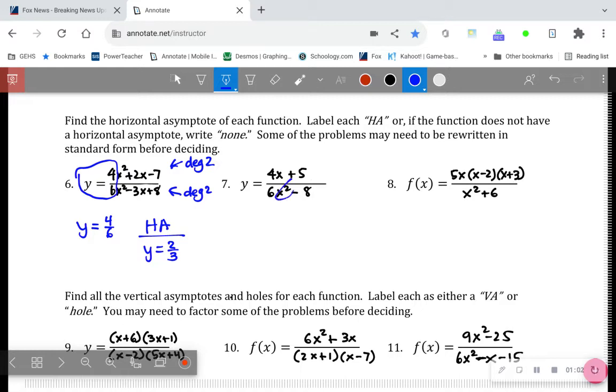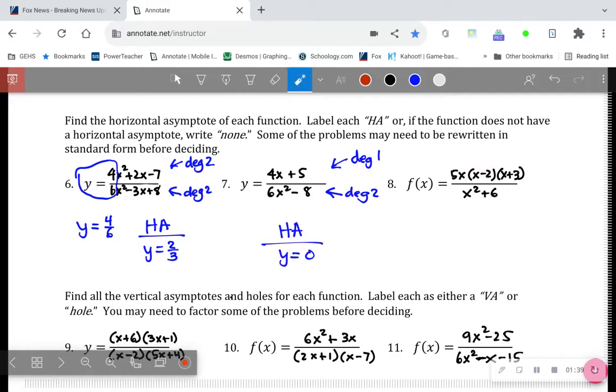So you just take those leading coefficients, 4 over 6. Now, when your degree is higher on the bottom, you've got a second degree or quadratic down here, compared with the top, which is linear. You've only got a first power on that x, so that's degree 1. This one has an automatic answer, y equals 0, which is the x-axis. In other words, the graph, as you go further to the right and left, approaches the x-axis or gets closer to it.